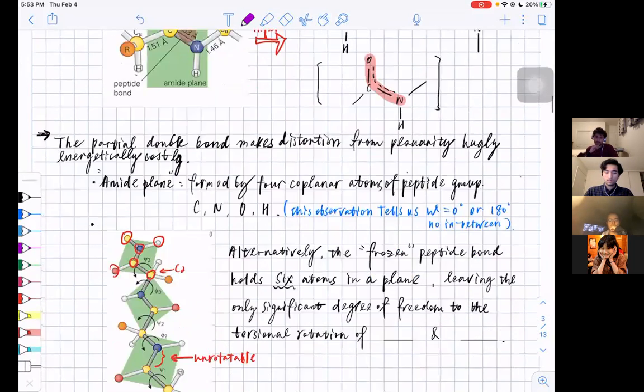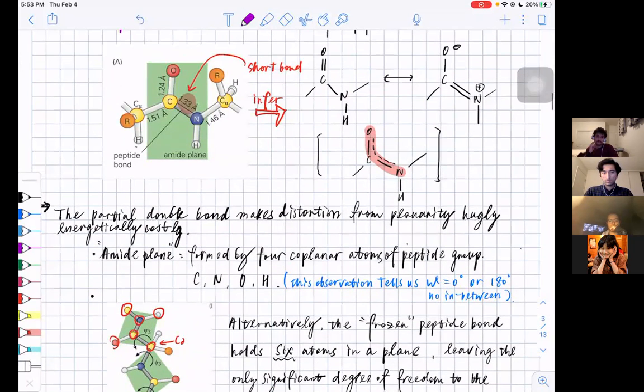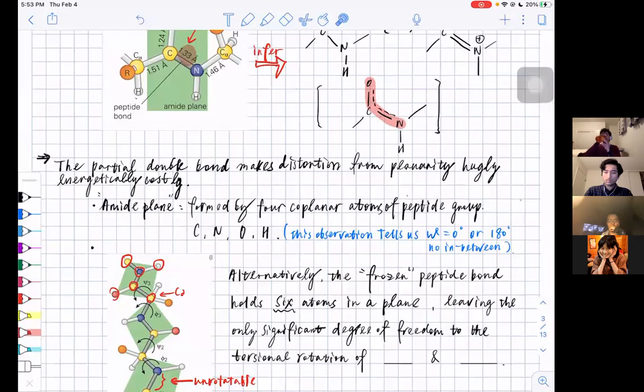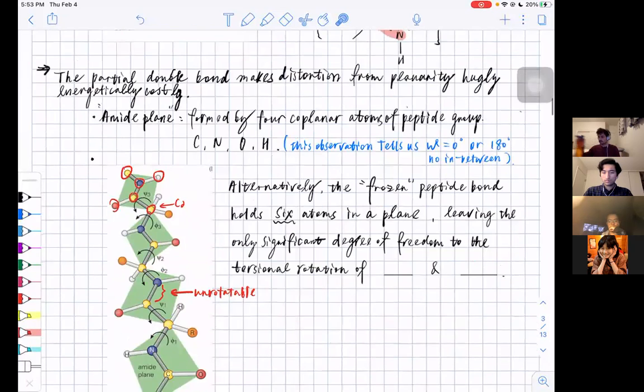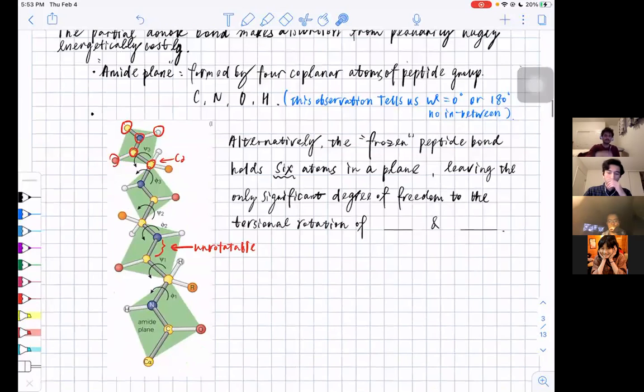So that means these four atoms are essentially locked into a plane, which we call the amide plane. But I think it might be more useful to think that it's actually a set of 6 atoms fixed into a plane by a peptide bond, so that it leaves the only significant degree of freedom to the torsional rotation of either phi or psi.